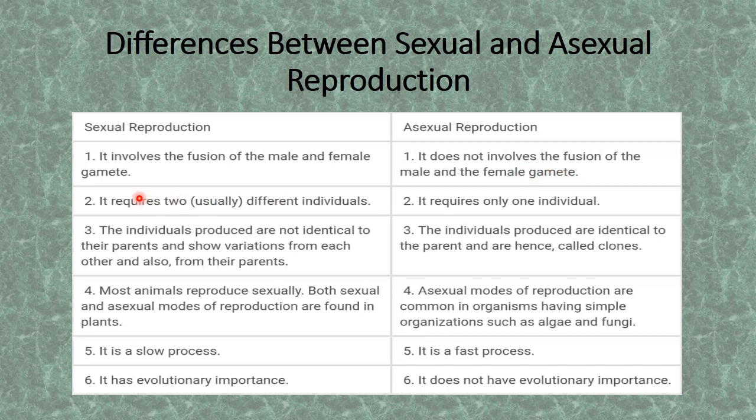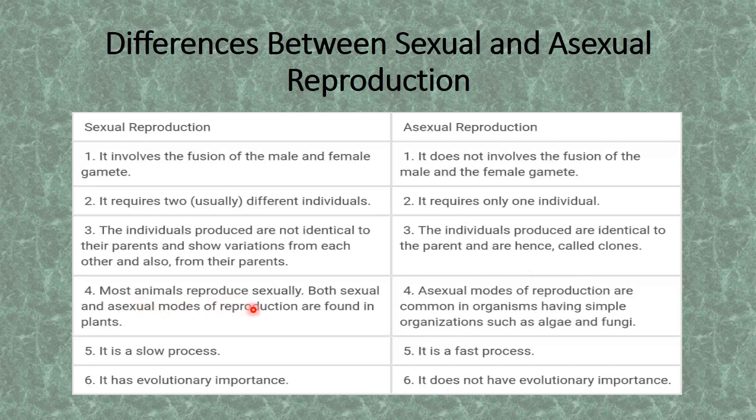Number two, sexual reproduction requires two different individuals, usually male and female, while asexual reproduction requires only one individual or parent. Number three, in sexual reproduction the individuals produced are not identical to their parents and show variation from each other and also from their parents. In asexual reproduction, the individuals produced are identical to the parents and are called clones.